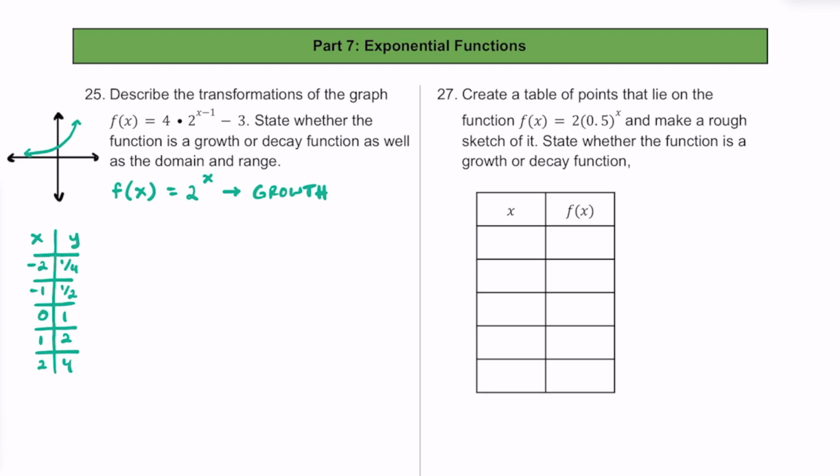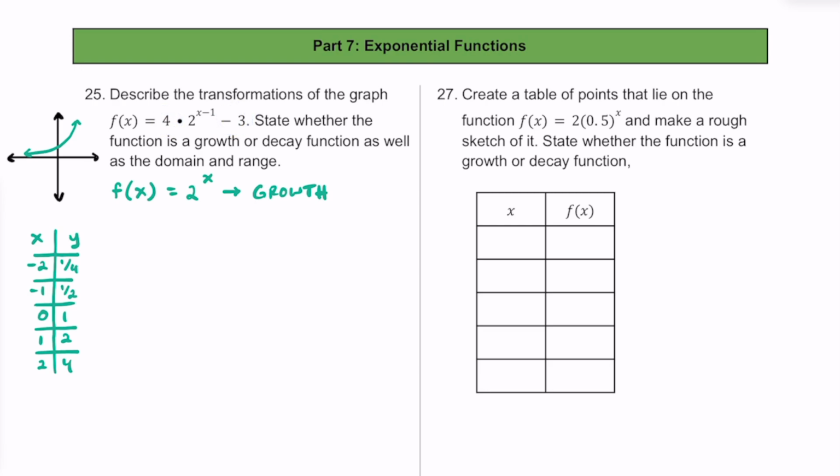Now, what kind of transformations are being made on this function? Well, we want to know that this -1 means that we're moving things to the right 1 unit. And we also want to know what this -3 means: it's down 3, and this is a vertical stretch by a factor of 4. So we can go ahead and write a few things here.